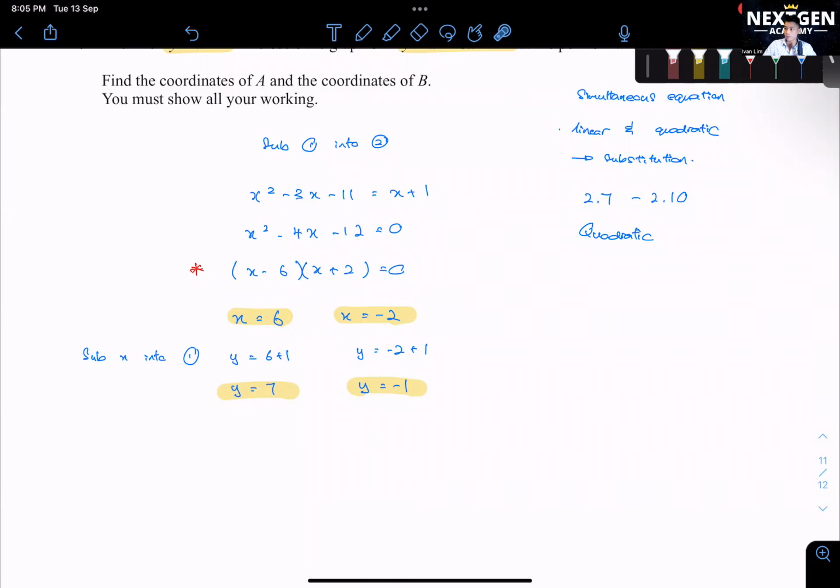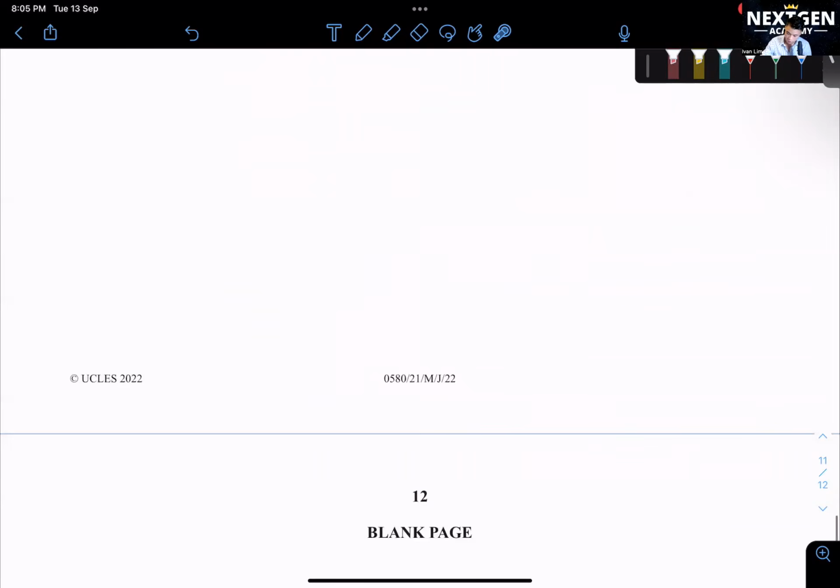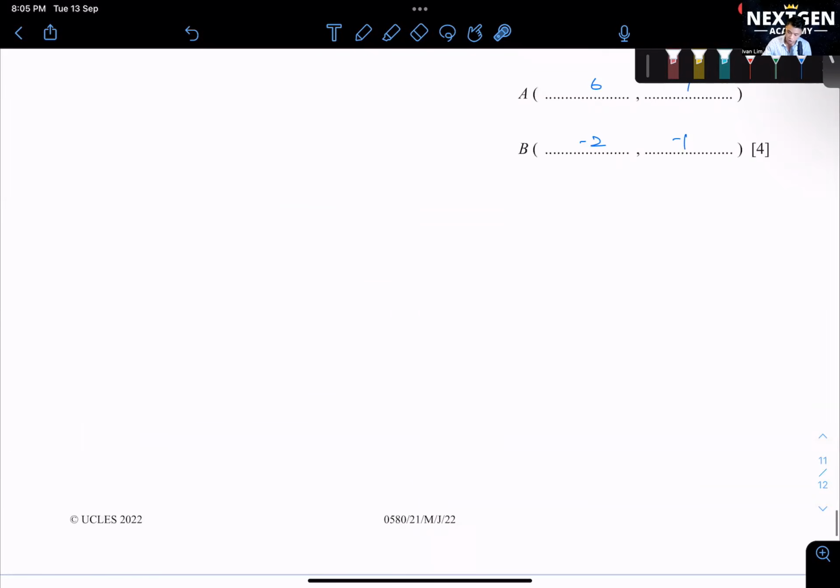Okay, I will stop the recording here and then I'll give you all some instructions. This is it for the May-June 2022 paper 2-1. That's all for today.